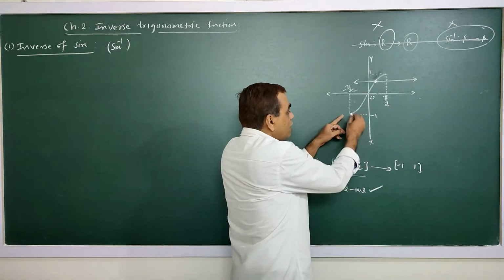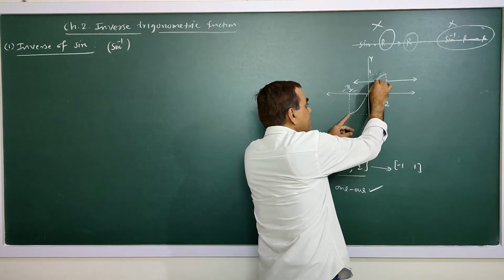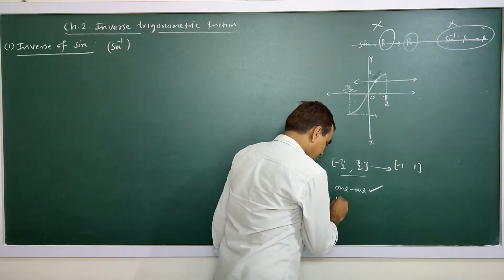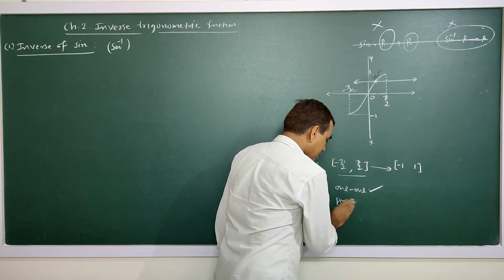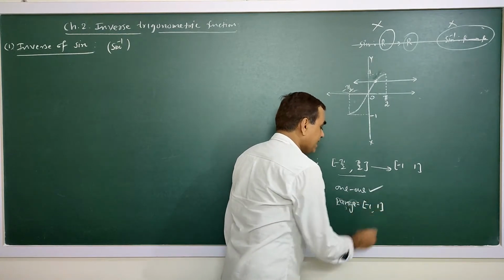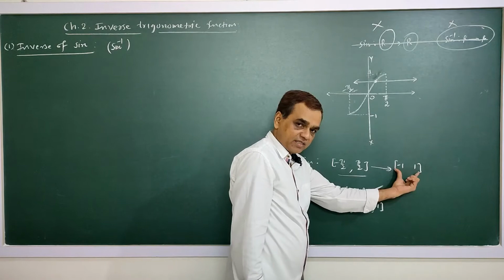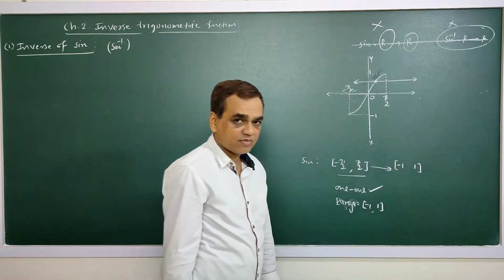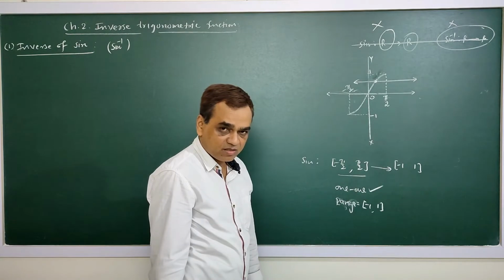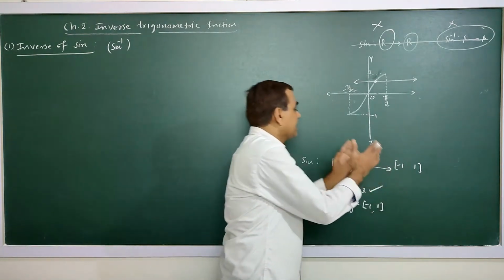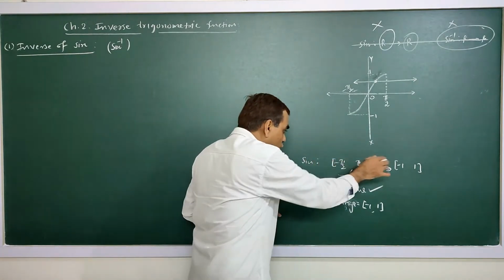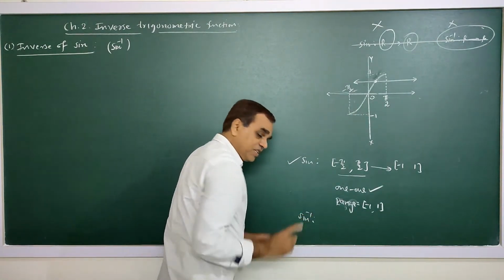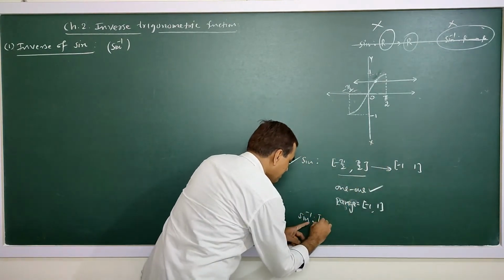So the y coordinate of every point: the maximum value of y is 1, the minimum is minus 1. So the range is the closed interval minus 1 to 1. The range of this function is the closed interval minus 1 to 1. And the same set we have taken as the codomain. So the range is equal to the codomain, and the function is 1 1. If we restrict the domain and codomain, then on this domain and codomain this function's inverse exists, and if f is from A to B, the inverse will be from B to A.